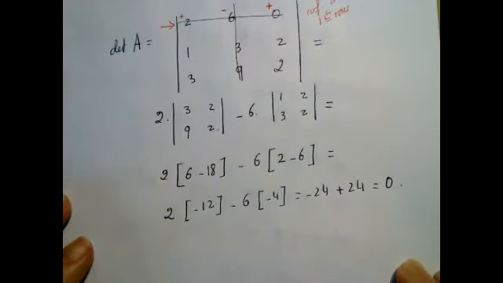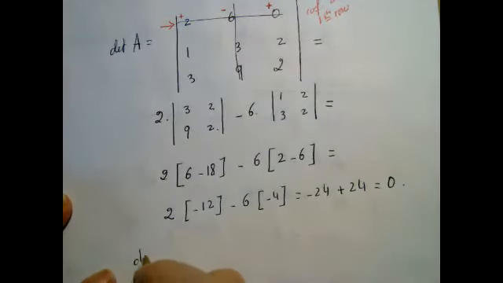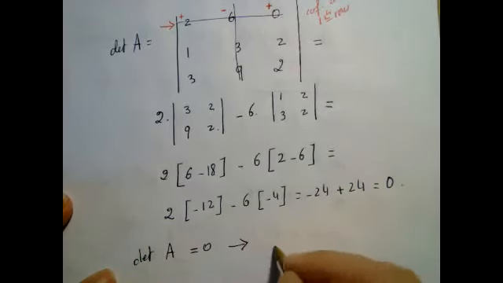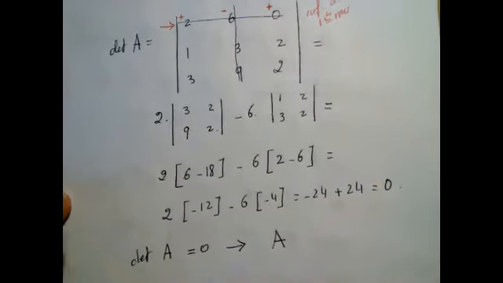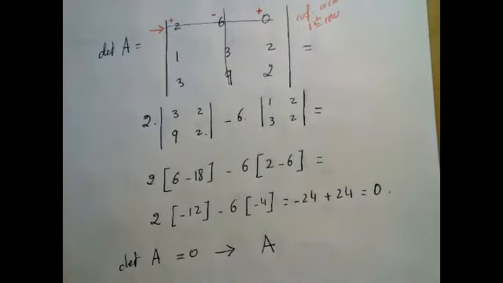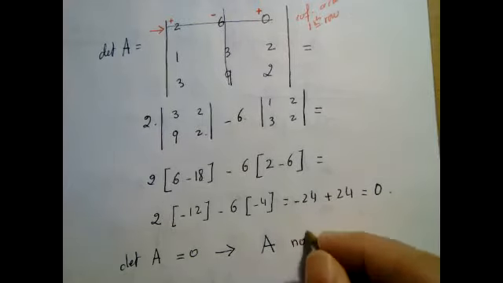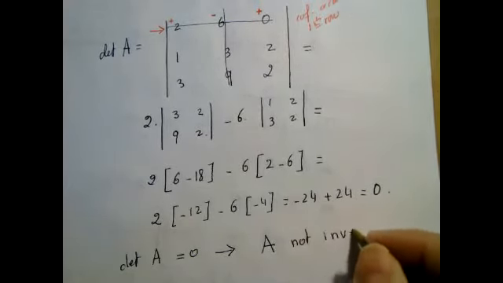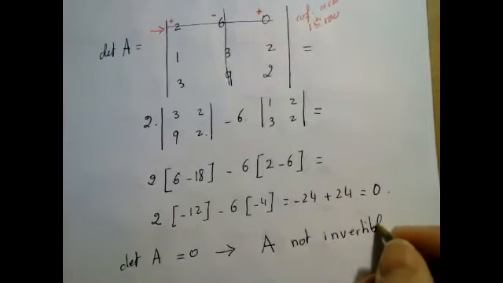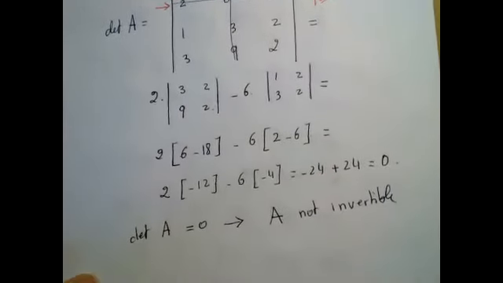What can we conclude immediately? Determinant of A equal to 0. What can we conclude about the matrix A? Invertible or not invertible? Because that's what the question is. So absolutely, A is not invertible. Okay, so that's the idea of determinant.